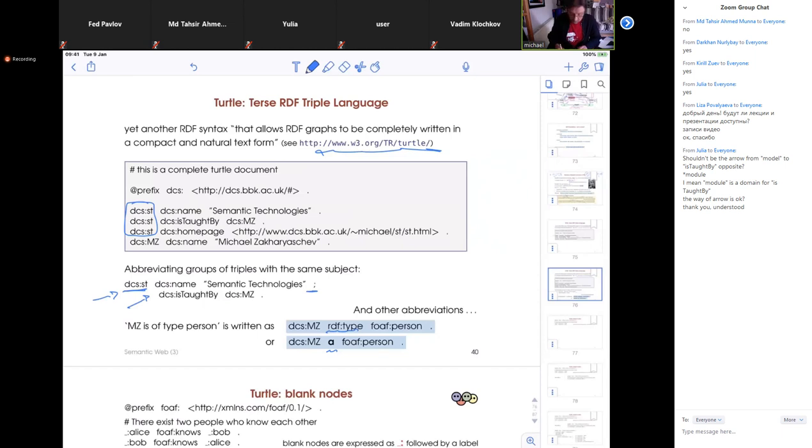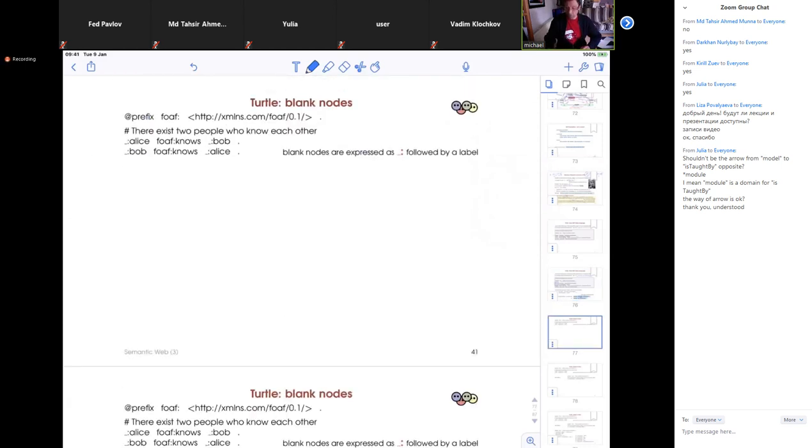Now, namespaces. You see that here is my own namespace, which I introduce here. There is the RDF namespace, which should also be specified if you use this. And here there is FOAF, a vocabulary called friend of a friend. It presents a vocabulary about people. And this is the logo of FOAF.